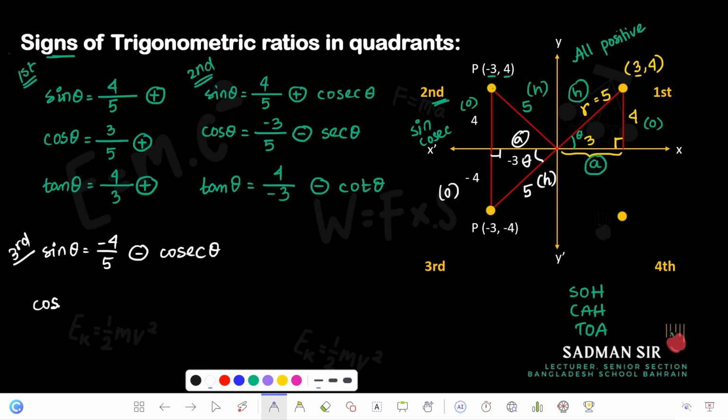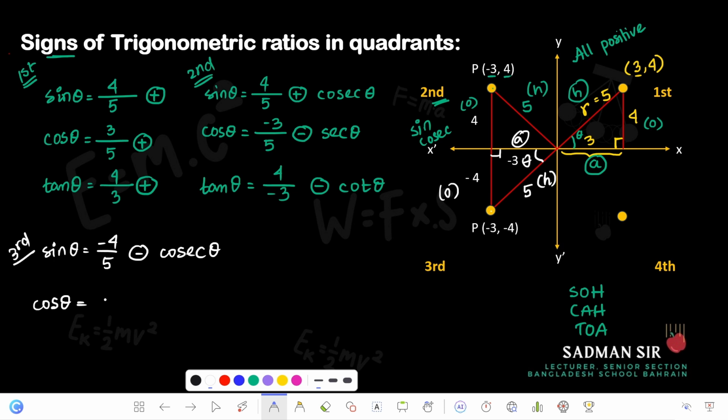Then cos theta. I hope you understood that in each case we are trying to form a right angle triangle, because we can only apply the trigonometric ratio for right angle triangle, not for any other triangle. Okay, so that is why here also we formed a right angle triangle, and we are considering an angle to be theta other than the 90-degree one, and according to that we are considering the sides to be opposite, adjacent, and hypotenuse.